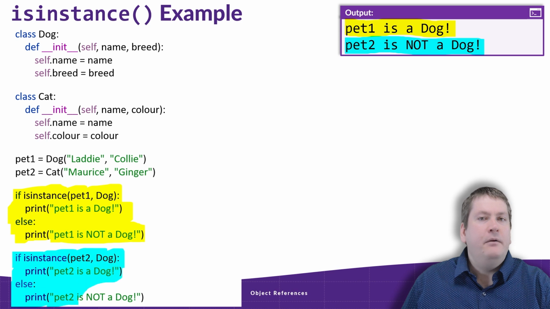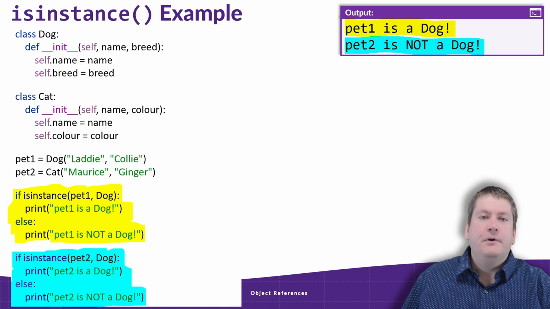Now for the second line, "pet2 is not a dog." It's very similar. It's being printed by the second if statement. In this case, we're saying isinstance pet2 dog. Pet2 is an instance of cat. So this is going to return false, which means we run the false case, which is "pet2 is not a dog."